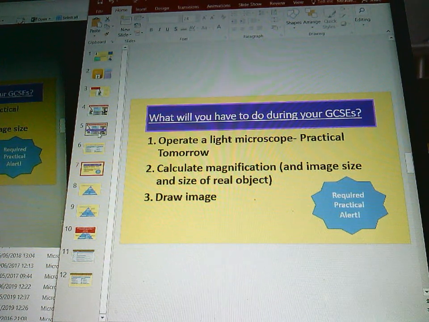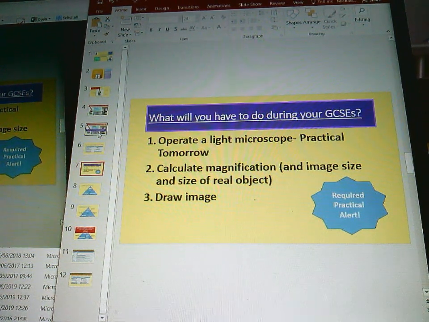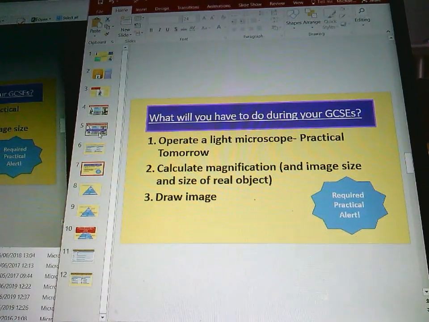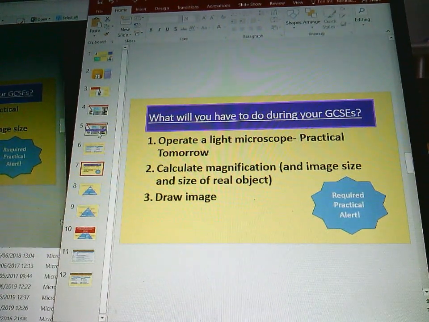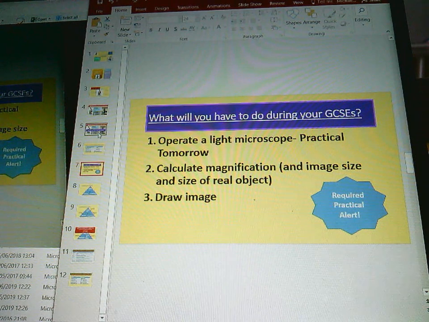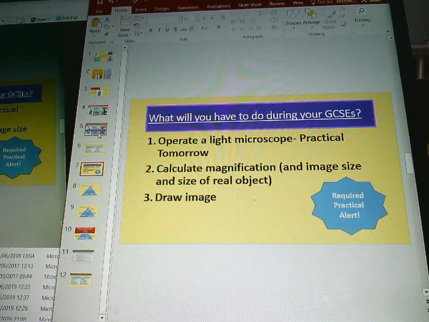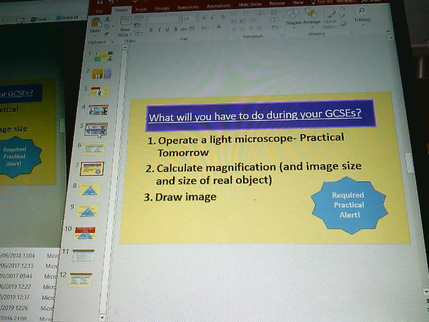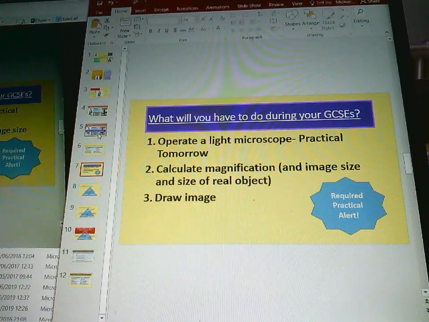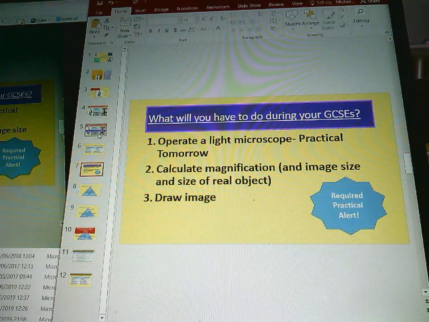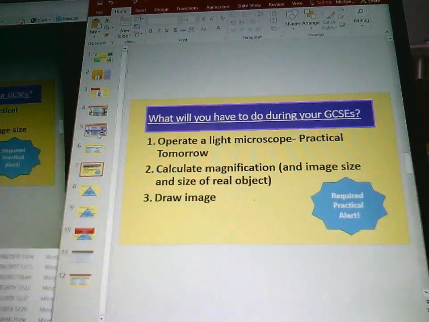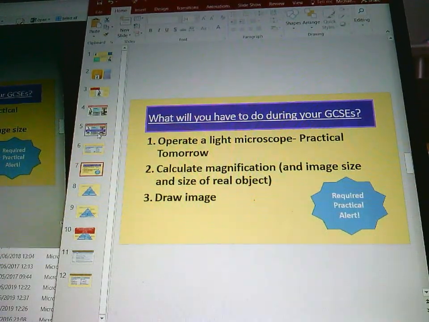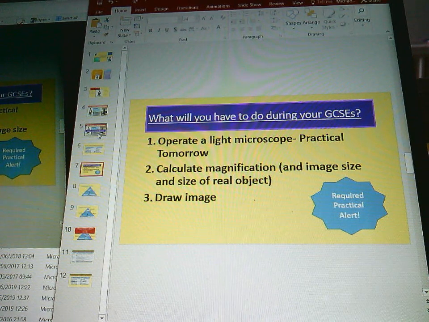Now, this is just briefly something I need to introduce to you, the idea of a required practical. Required practicals are practicals that you have to complete during your GCSEs, and you need to know the method of how to do it, what the results should look like, what the different variables are, all those kinds of things. This would have been a required practical, which is why you will absolutely, without a doubt, do it at some point. Hopefully the sooner we return to school, the better. At this stage we would be doing the required practical, which would involve us actually operating a microscope and learning how it works and its functions, calculating the magnification and the image size and the size of the object, and drawing the image.